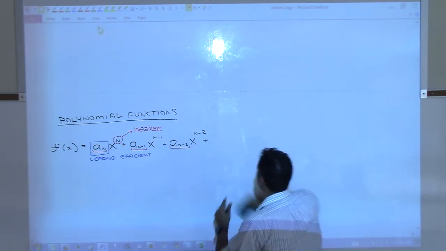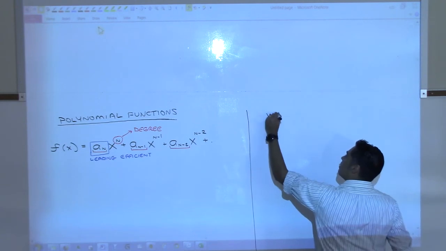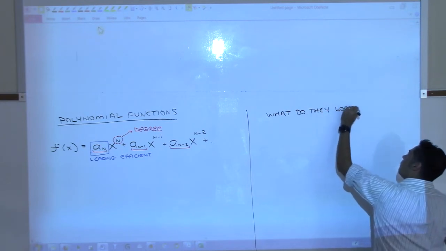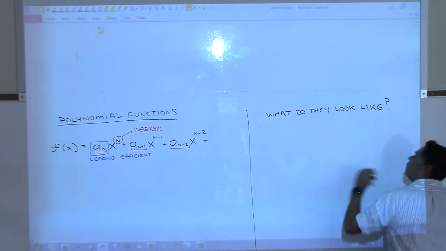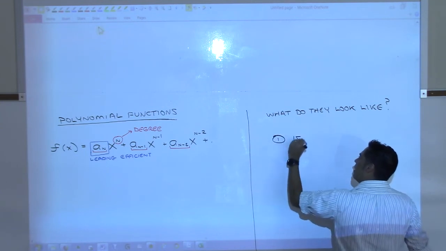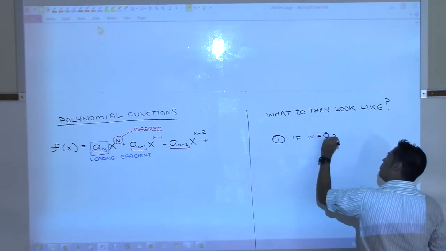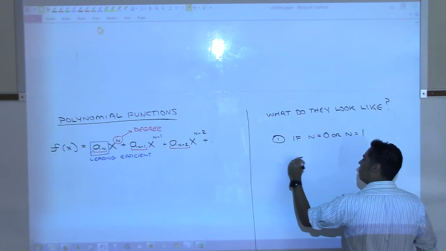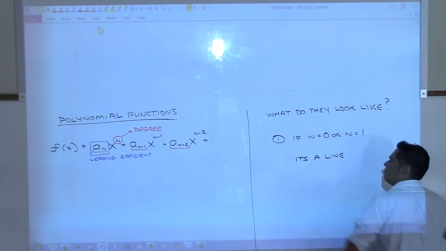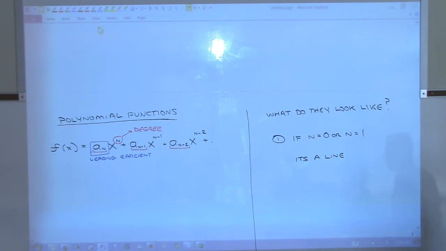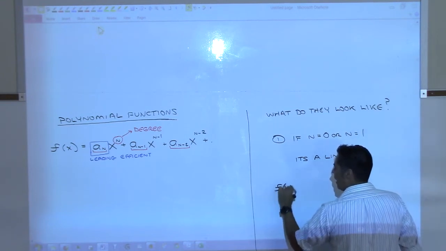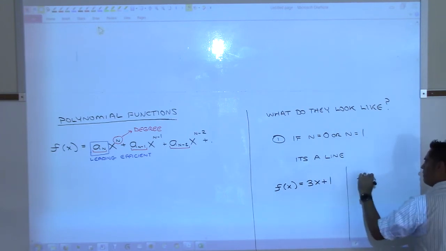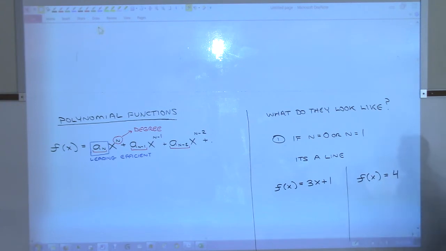All right, so I'm going to erase this. So what do they look like? Well, first of all, I can tell you this. If n is equal to 0 or n is equal to 1, it's a line. Give you an example. f(x) = 3x + 1. And then let's look at this one. f(x) = 4. Okay, these are two examples.